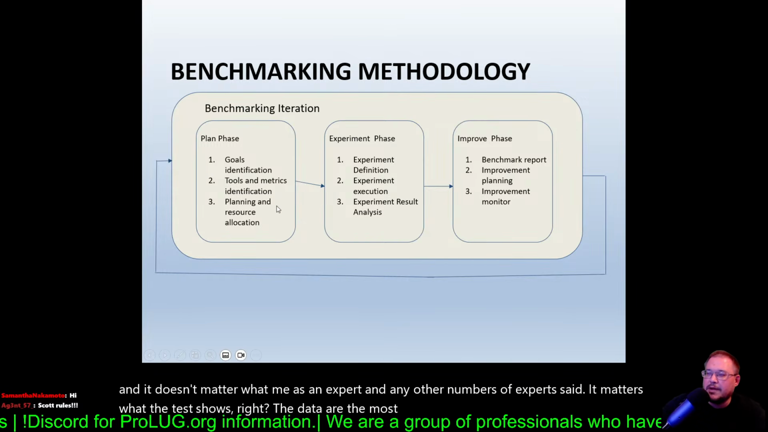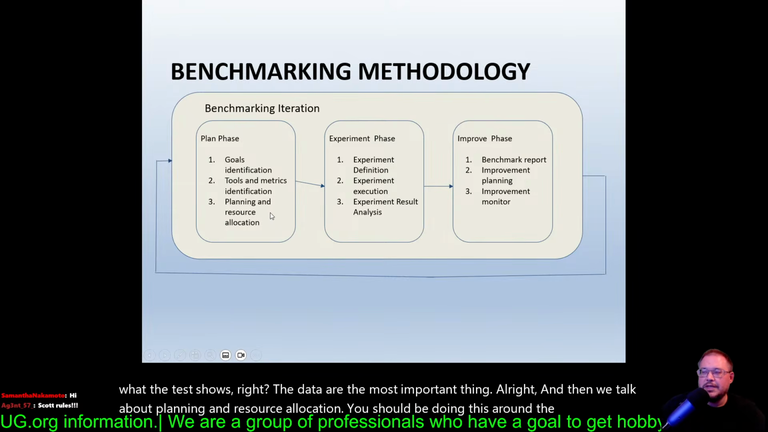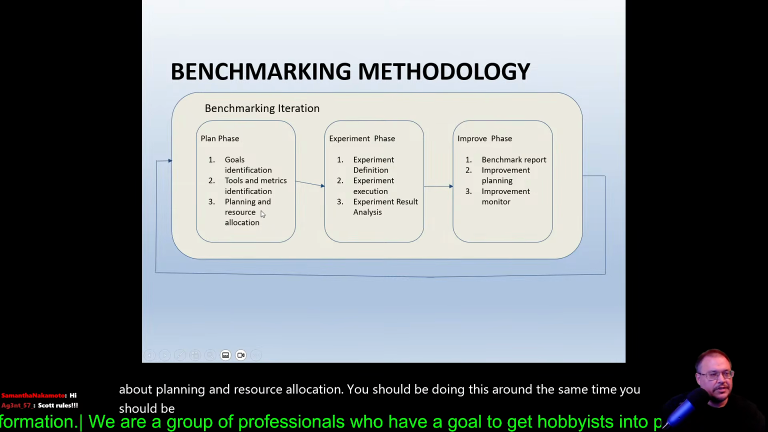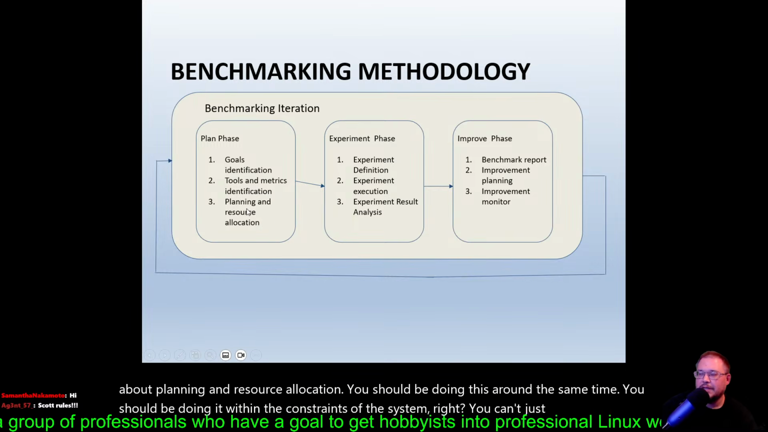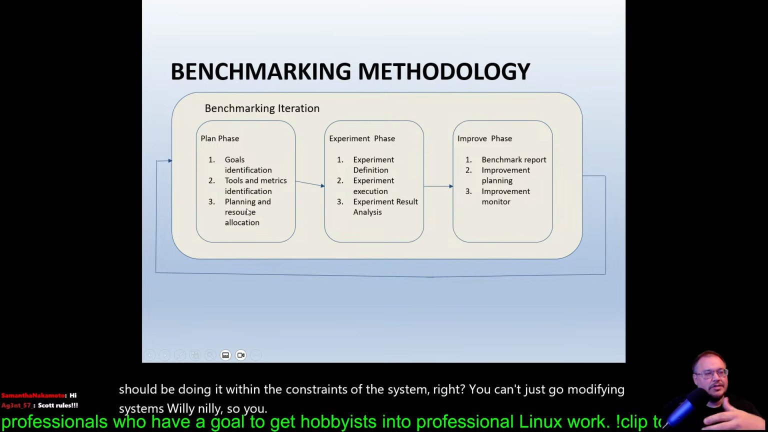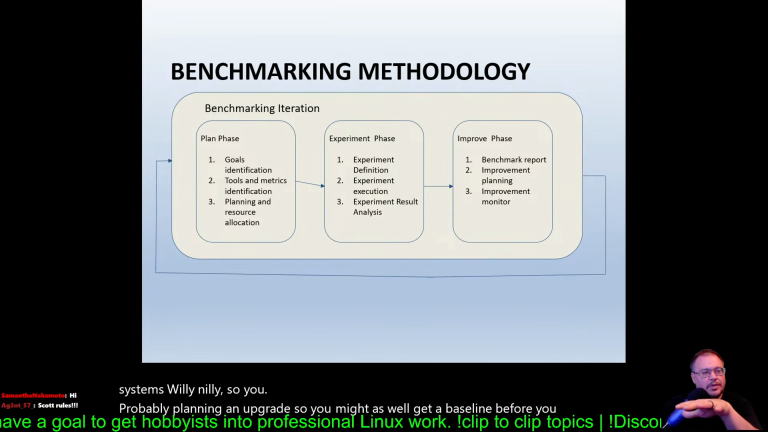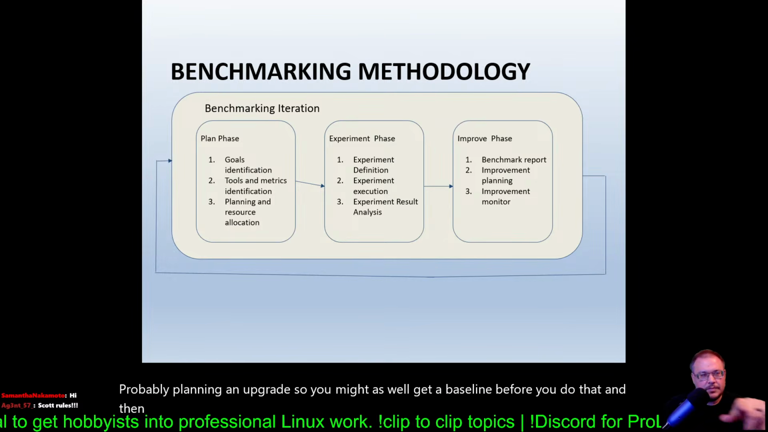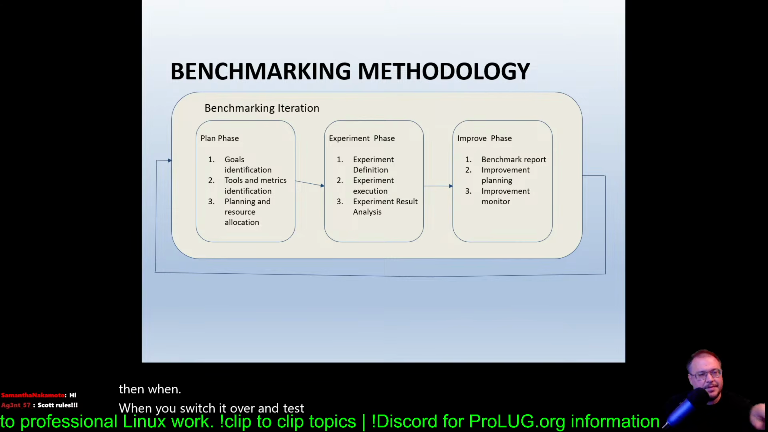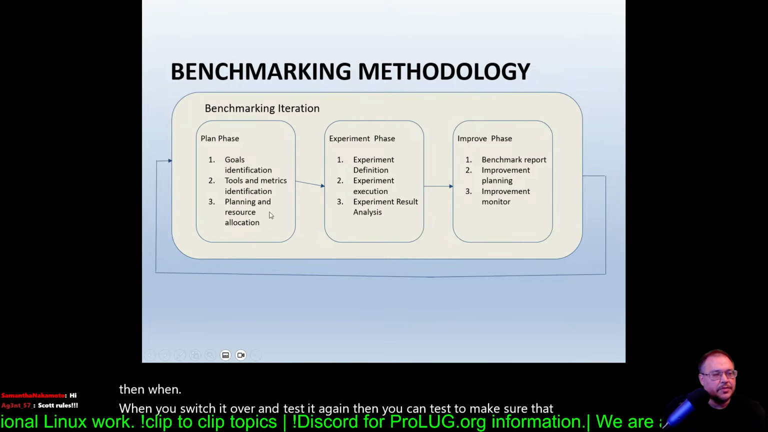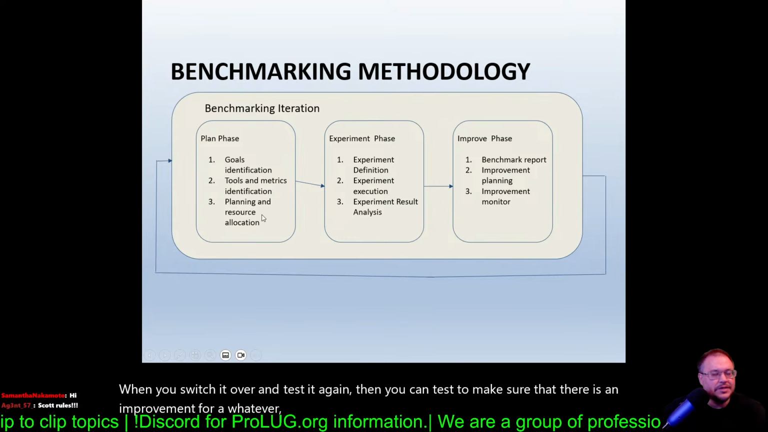All right, and then we talk about planning and resource allocation. You should be doing this around the same time. You should be doing it within the constraints of the system, right? You can't just go modifying systems willy-nilly. So, you're probably planning an upgrade, so you might as well get a baseline before you do that. And then when you switch it over and test it again, you can make sure that there is an improvement, whatever the state of the system is, we can just see it, right?